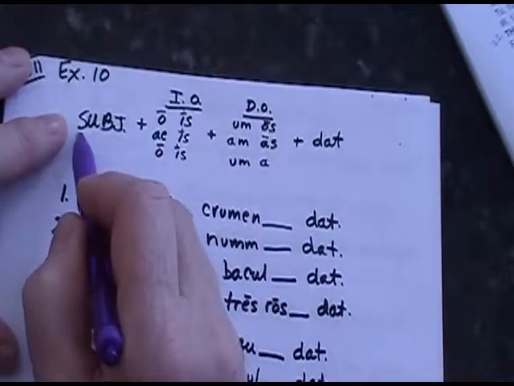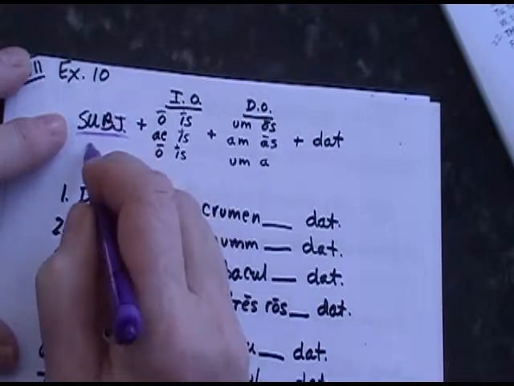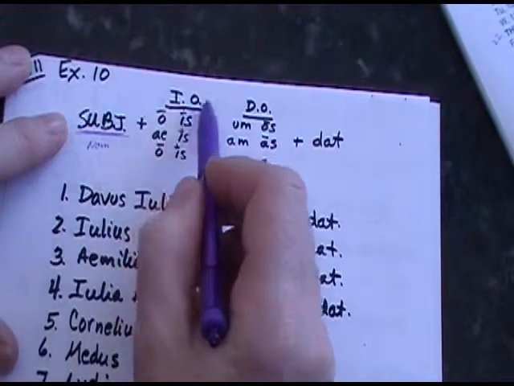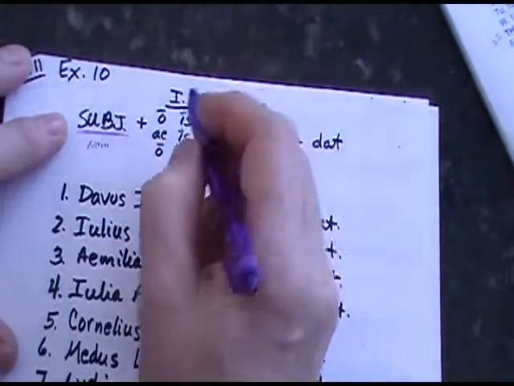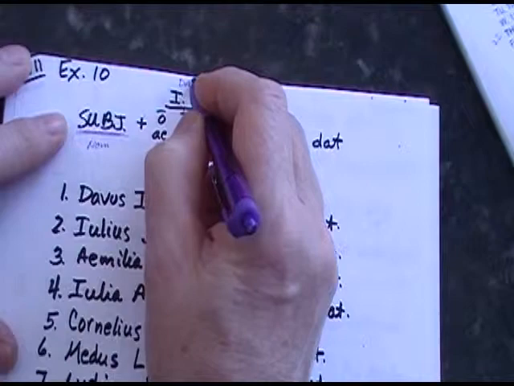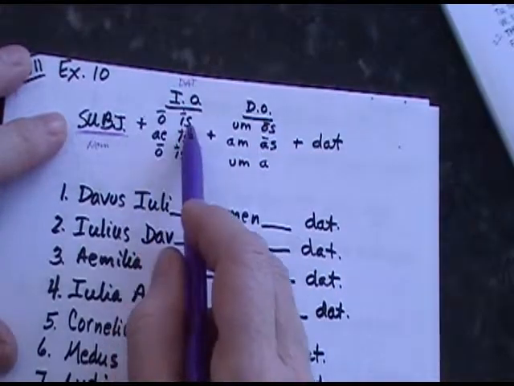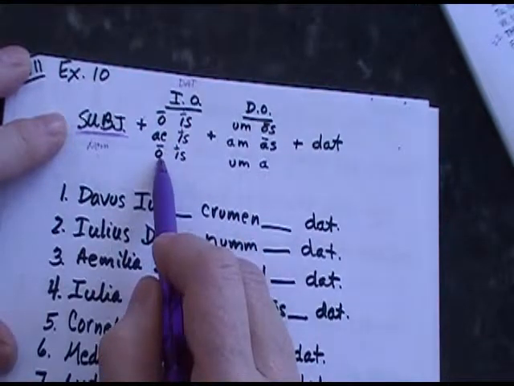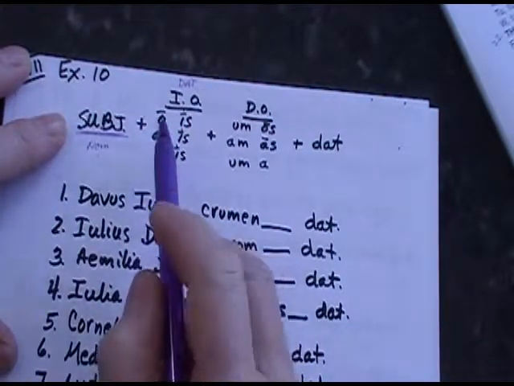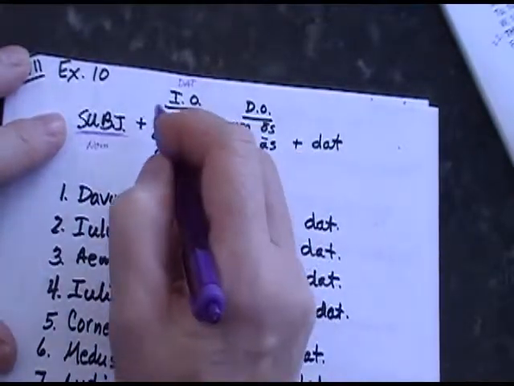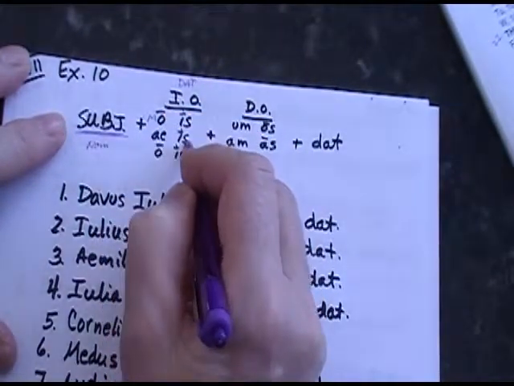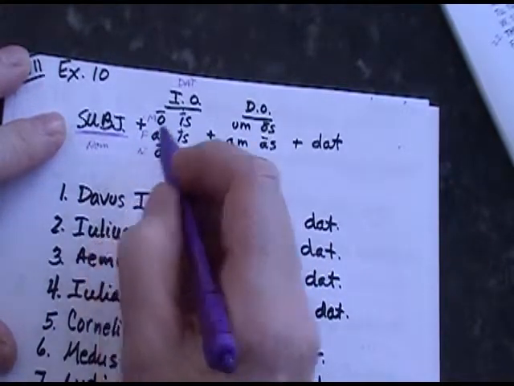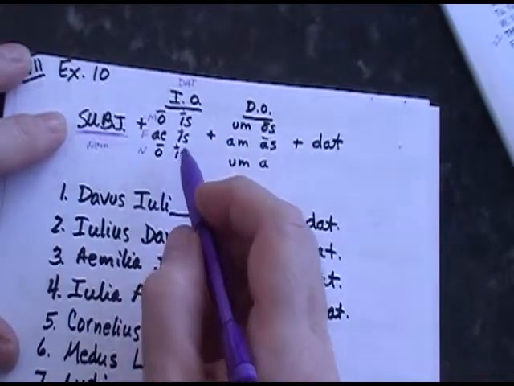With that kind of a sentence, you're going to first have the subject, which of course is always in the nominative, plus the indirect object, which will be in the dative case, and use these endings, either ō-is, ī-is, or ō-is. So that's easy. The ō-is is for the masculine, ī-is is for feminine, and ō-is again is for neuter.